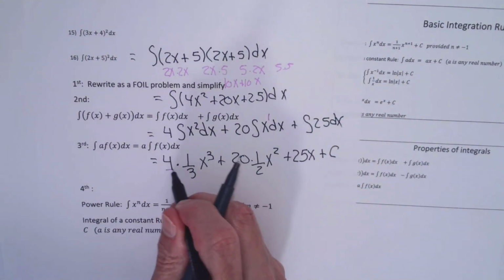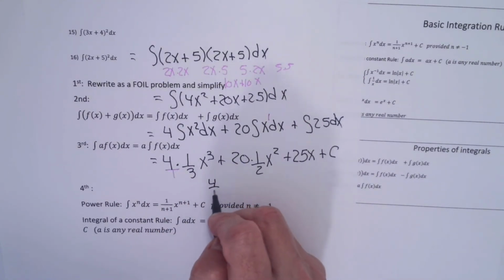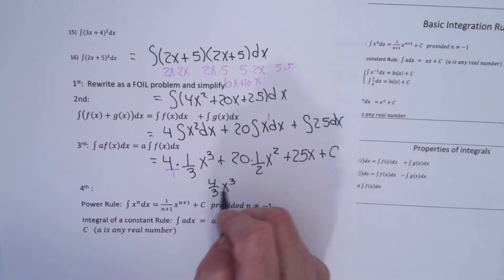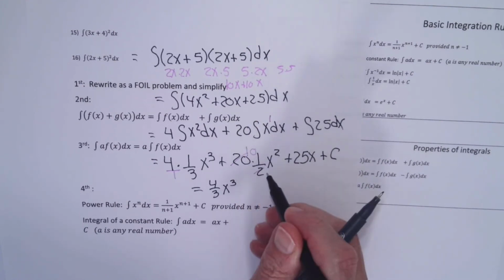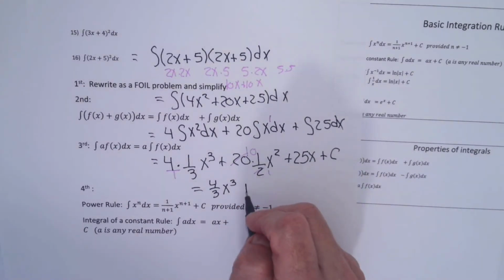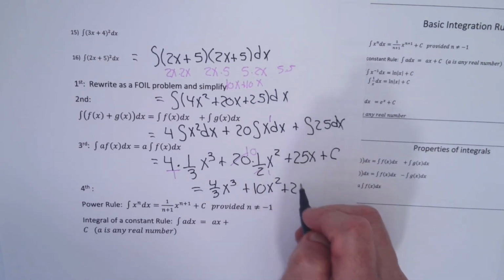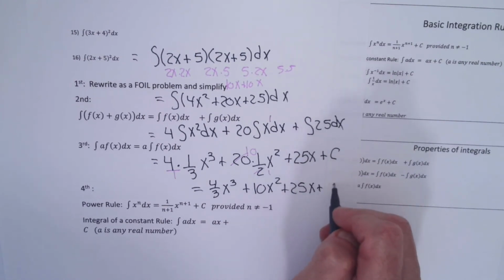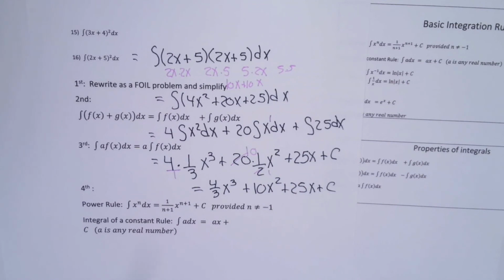First multiplication, nothing cancels, so I just go 4 times 1 and get 4/3. Leave the x cubed. Second cancels, the 20 cancels with the 2, and you get 10 and 1. That gives me a plus 10x squared. Still have the plus 25x. Still have the plus c. And notice I'm not really factoring these. The c makes it so factoring doesn't even make sense because it doesn't have the x. So I'm just getting the integral and just kind of stopping. So that would be a perfect answer for problem 16. Your problem 15 should work similarly.